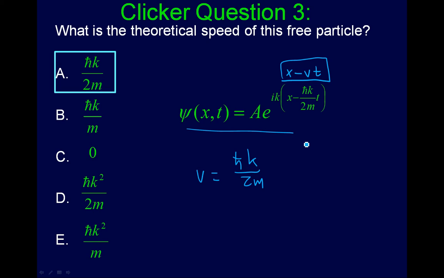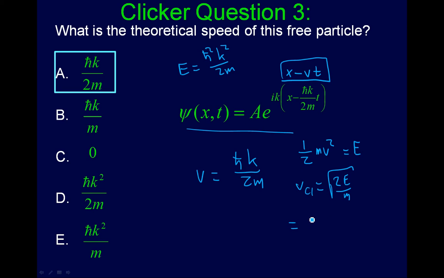Let's think real quick about it classically. Classically, 1/2 mv squared is equal to my kinetic energy. I can solve that for my classical velocity, and we get something along the lines of 2E over m, square rooted. If I take that and plug in what my energy is, we know that the energy for one of these states is h bar squared k squared over 2m.